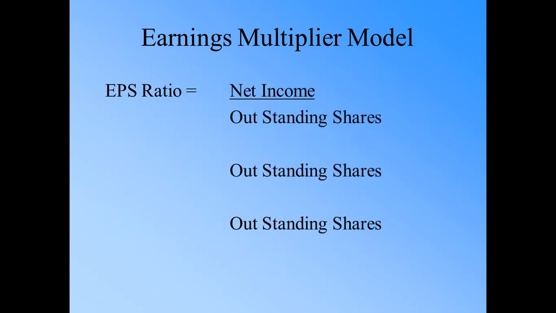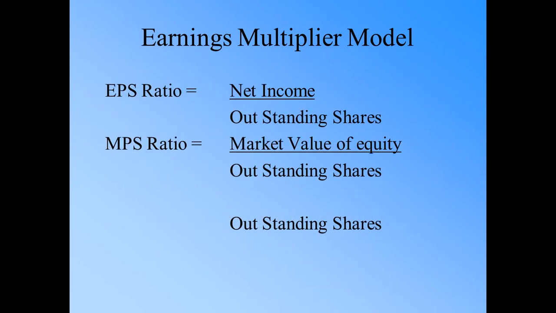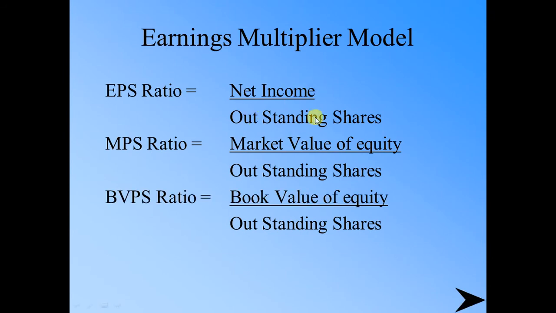Here we can see the formula of earning per share is net income divided by outstanding shares. The market price per share ratio is the market value of equity divided by outstanding shares. The book value per share is the book value of equity, meaning the value of the equity given in the balance sheet, divided by outstanding shares. This ratio, although it is irrelevant at the moment, will be used in further slides.